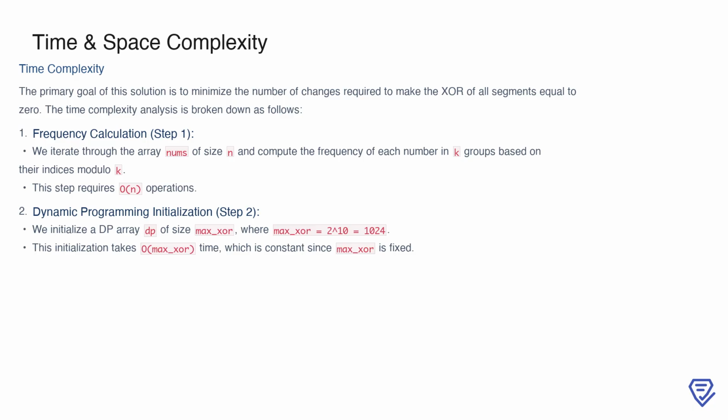In analyzing the time complexity of our solution, the first step is to compute the frequency of each number in the array nums by dividing the array into k groups based on their indices modulo k.